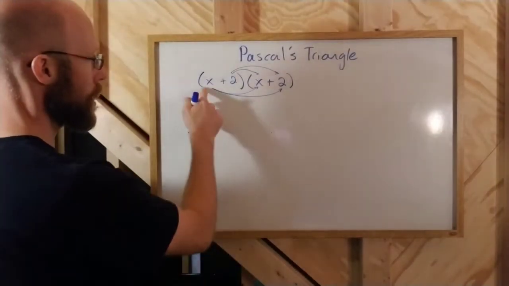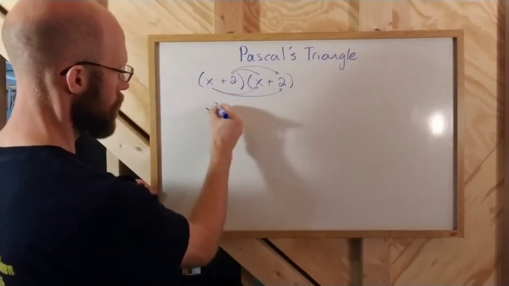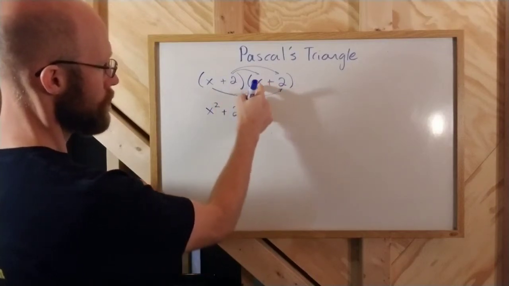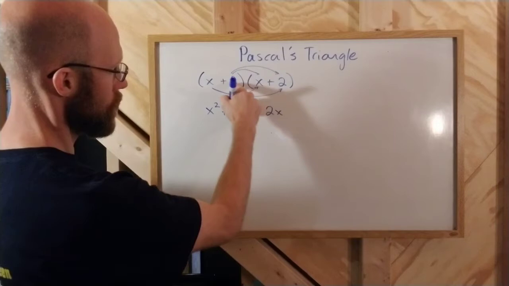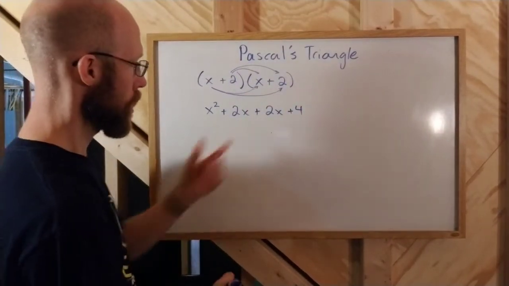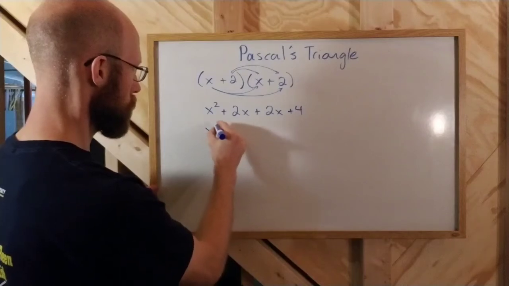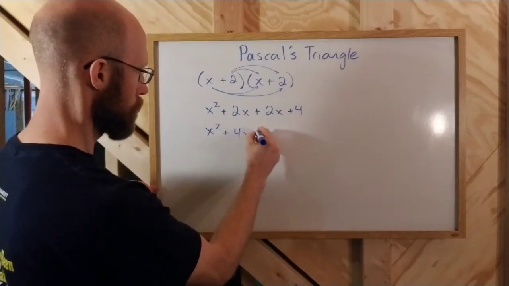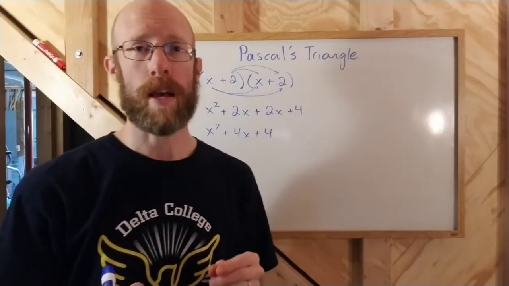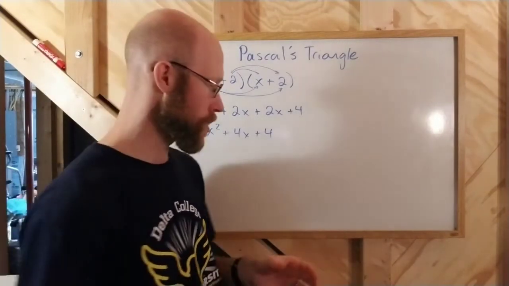And when we do that, x times x is x squared. x times 2 is 2x. 2 times x is 2x, and 2 times 2 is 4. And then we combine like terms, and we will end up with x squared plus 4x plus 4 in this case. Okay. Well, we can expand this to a more general situation.